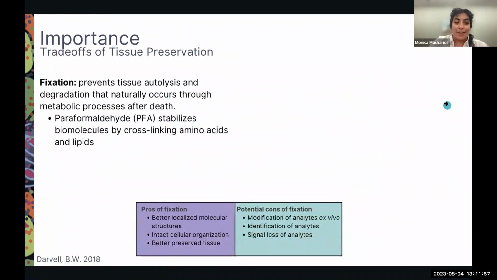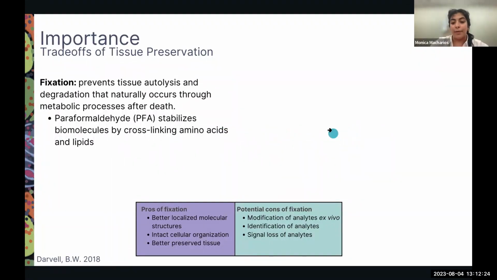So fixation is a way to prevent tissue autolysis and the degradation that naturally occurs due to enzymatic reactions and other metabolic processes after death. Paraformaldehyde fixation is a way to stop these reactions from occurring by cross-linking amino acids and lipids. So the pros of fixation are that you get a better preserved tissue and intact cells and molecular structure.